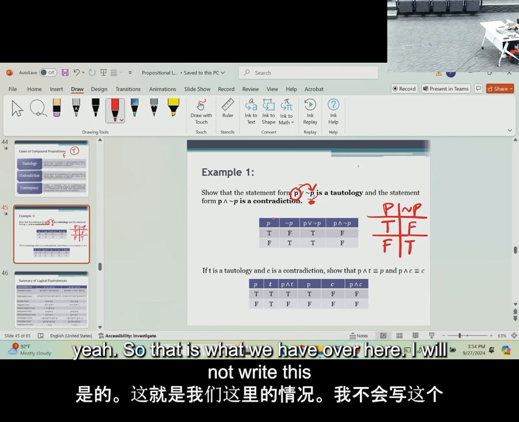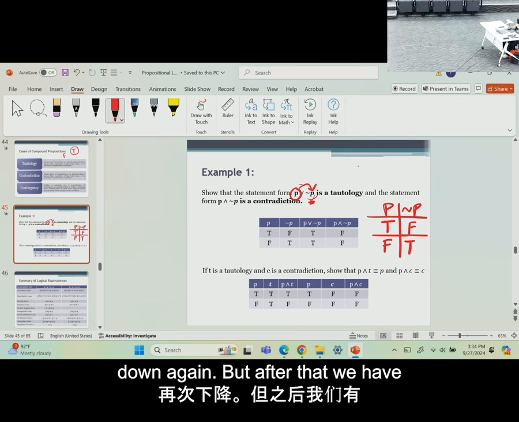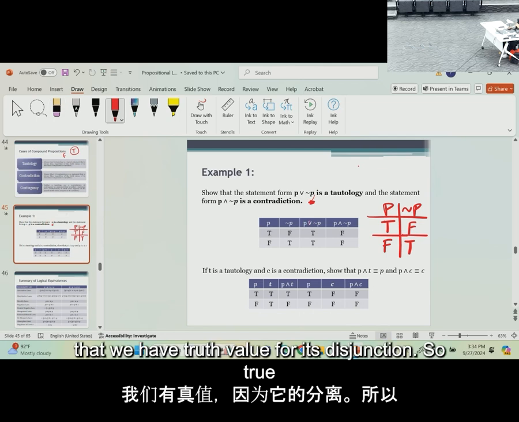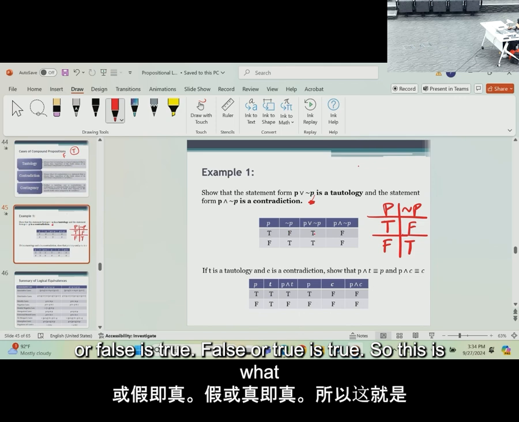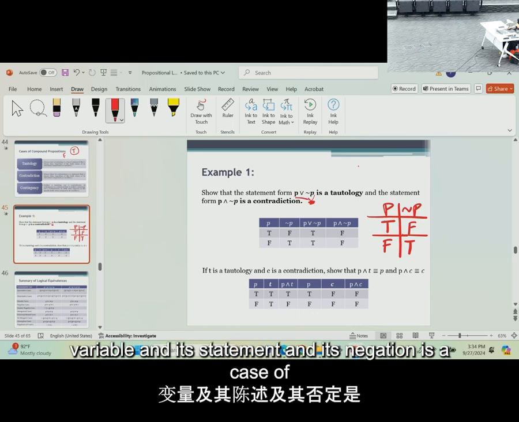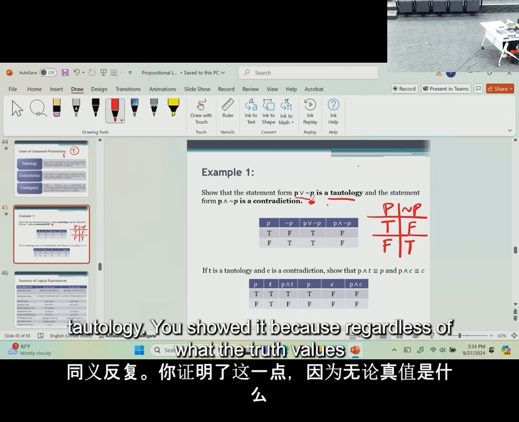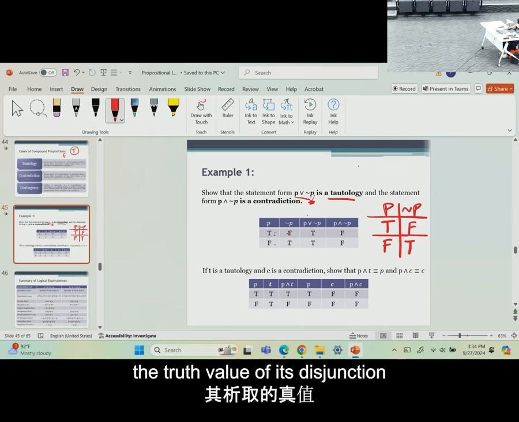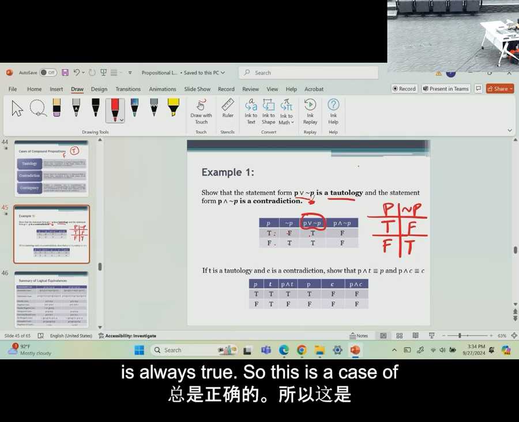yeah. So that is what we have over here. I will not write this down again. But after that we have, let me just erase this. After that we have truth value for its disjunction. So true or false is true, false or true is true. So this is what you have to show. Show that the disjunction of a statement and its negation is a case of tautology. You showed it because regardless of what the truth values were in the statement and its negation, the truth value of its disjunction is always true. So this is a case of tautology.